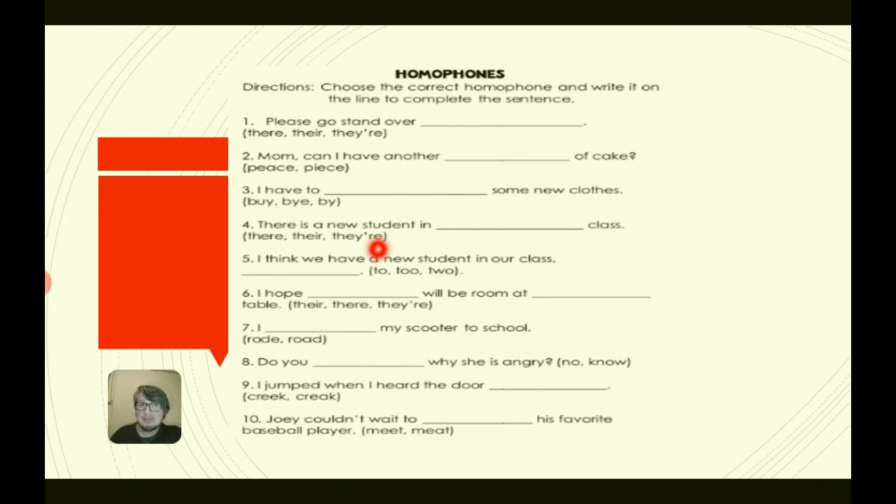Number 4, there is a new student in their class. Absolutely similar. Very much alike. Absolutely the same. So which one do you think it is? Exactly. There's a new student in their, number 2, their class. Right? Okay, so let's go to number 5. I think we have a new student in our class too. It's to, two, or too. Which one do you think it is? I think we have a new student in our class, number 2.